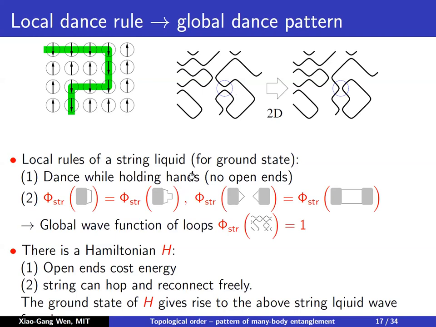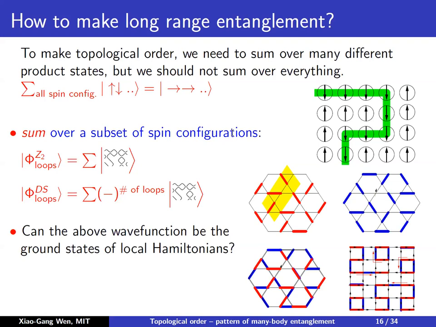Sorry, can I ask a quick question before that? Yes. Usually if we have a cat state, it's very unstable under local perturbation. So why can you have this large superposition without collapsing to one of those states?